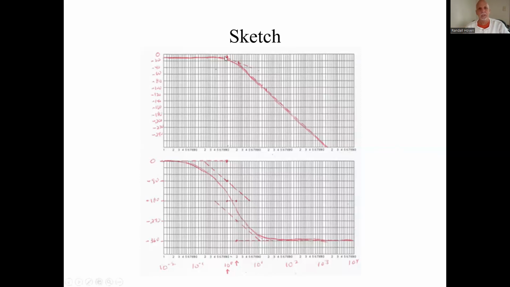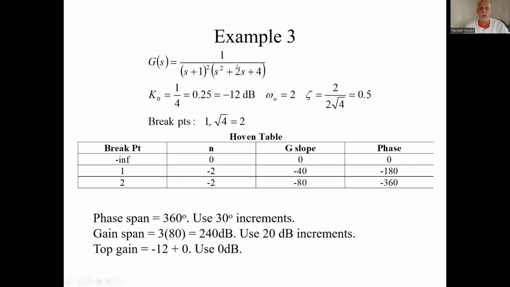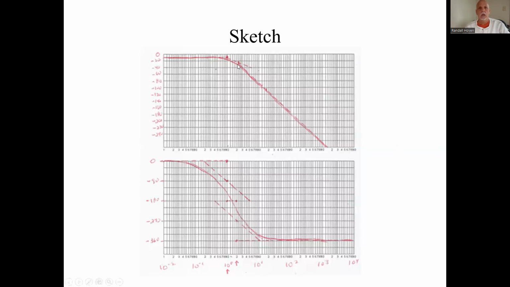Which happens to be omega equals 1. Then the slope after that was minus 40, I believe, from the Hoban table, out to omega equals 2, and then after that it was minus 80. So this final asymptote has a slope of minus 80. That's the gain asymptotes, and the sketch itself just kind of smooths that out.